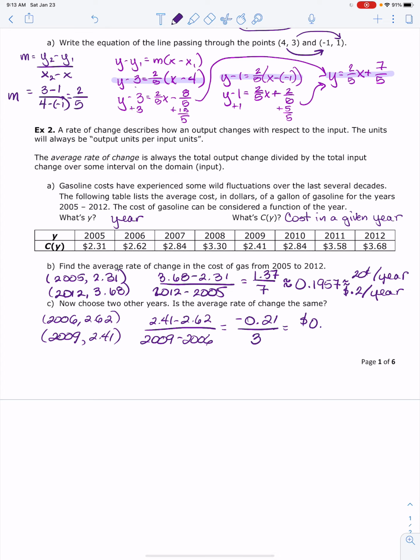So I get negative $0.07 per year, or 7 cents per year. Keep in mind it will be different if you choose a different pair of years.